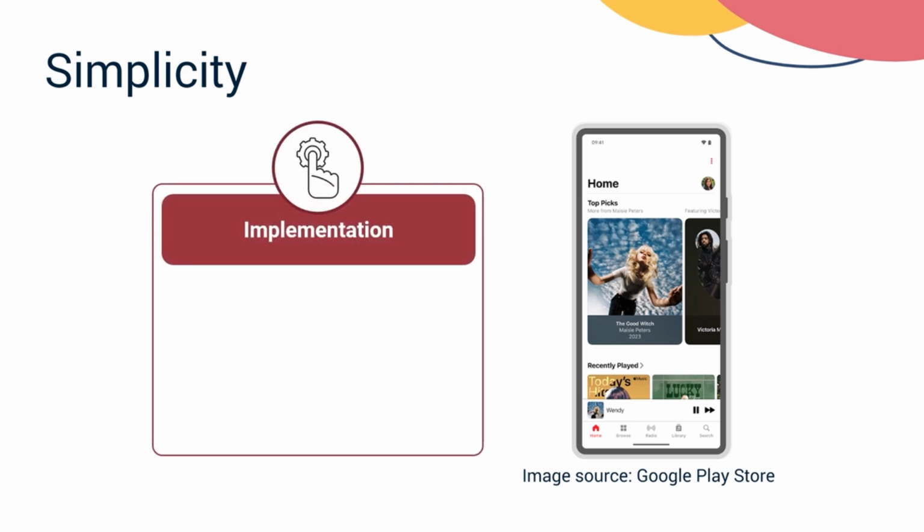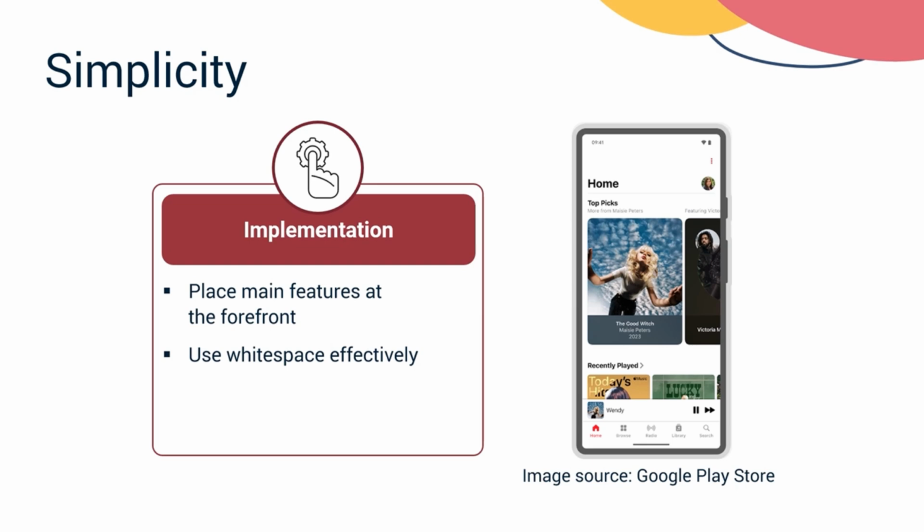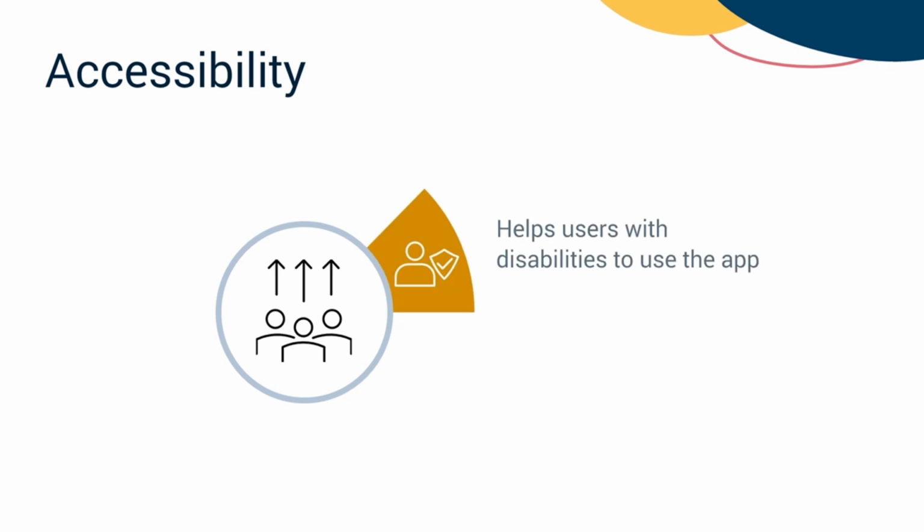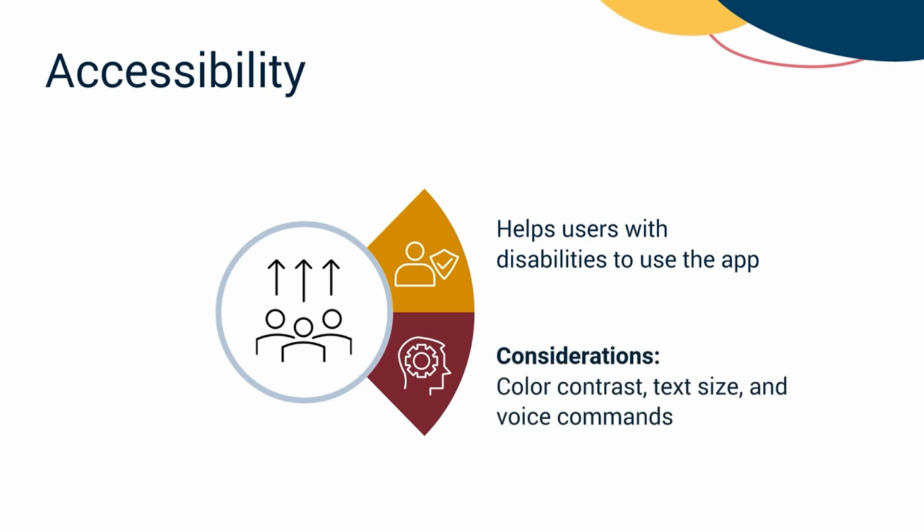To achieve simplicity in your apps, you must prioritize content by placing the main features at the forefront. You must effectively use whitespace to separate different sections and give elements room to breathe. The next principal feature is designing for accessibility. This ensures that all users, including those with disabilities, can use your app well. This includes considerations like color contrast, text size, and voice commands.